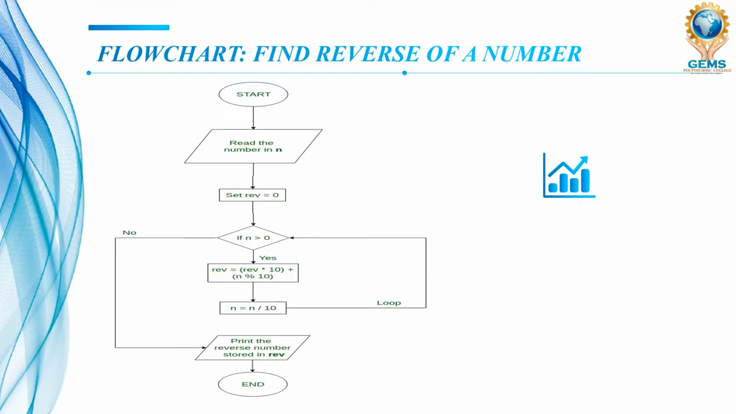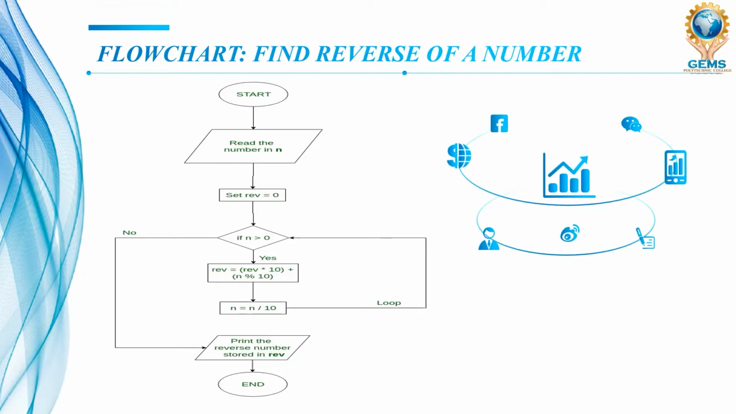I have done it here. I start the program, taking input from the user, then set the value reverse equal to 0, then we are checking the condition here, and finally this is the processing. As I told you, the rectangle symbol is used for the processing of the operation. So all this processing is done here. Then finally we will get the reverse number as an output. So this is the flowchart for reverse of a number.